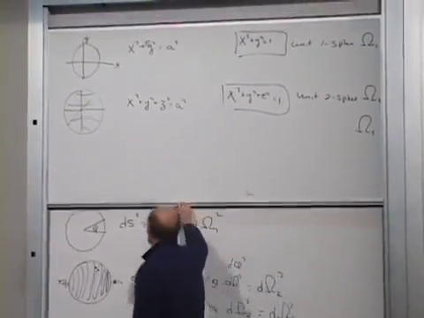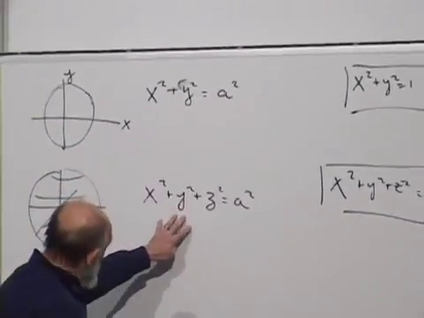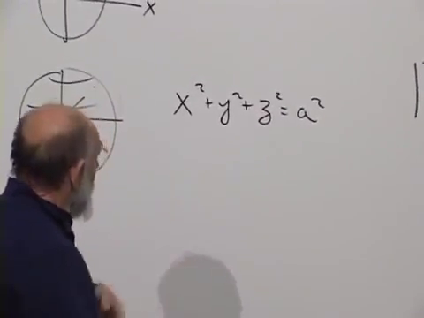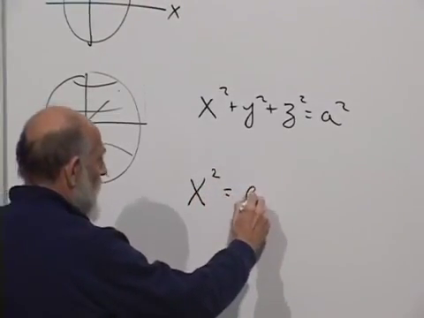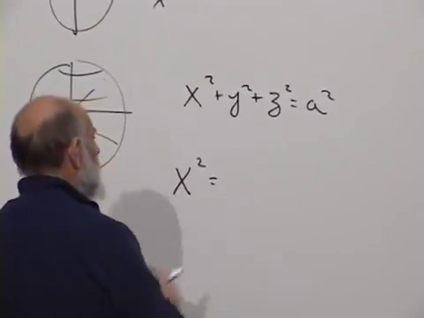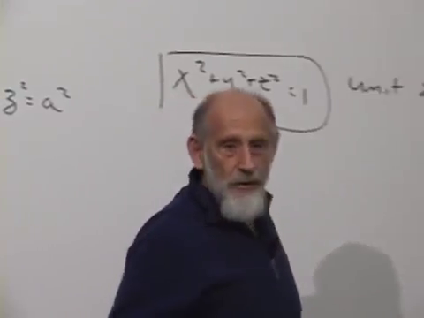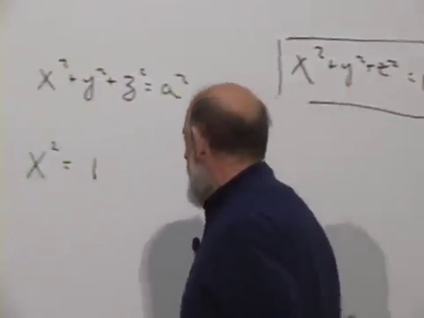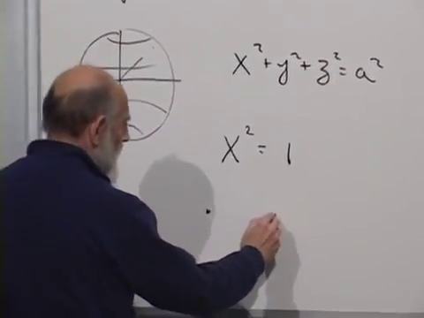So if a 1 sphere is x squared plus y squared equals a squared, and a 2 sphere is x squared plus y squared plus z squared equals a squared, then a 0 sphere must just be x squared equals a squared. Or let's take the unit 0 sphere. The unit 0 sphere is x squared equals 1. What are the solutions of x squared equals 1? Plus or minus 1. All right? So a 0 sphere is just 2 points.